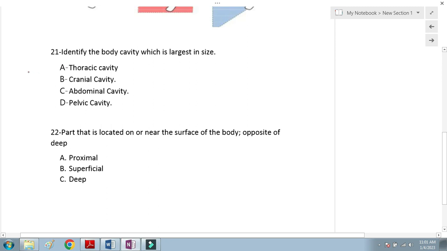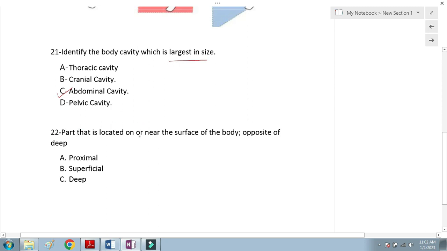Identify the body cavity which is largest in size. Largest size body cavity is which one? Option A thoracic cavity, option B cranial cavity, option C abdominal cavity, option D pelvic cavity. From the picture itself we know that option C is the correct answer, the abdominal cavity. The abdominal cavity will be the largest body cavity.